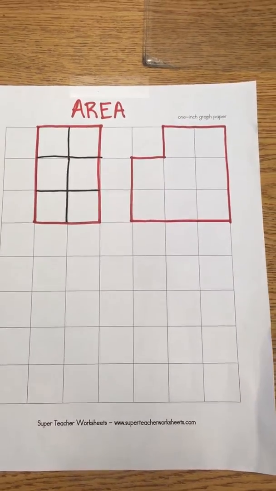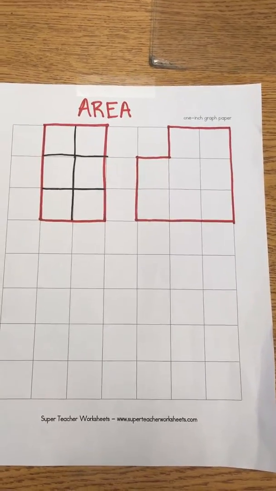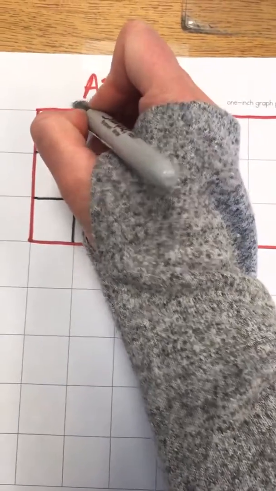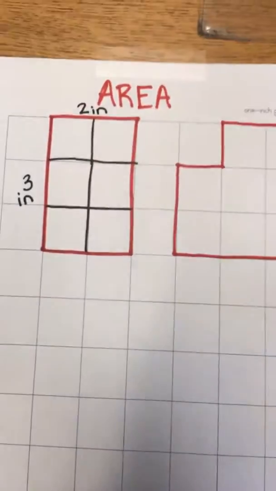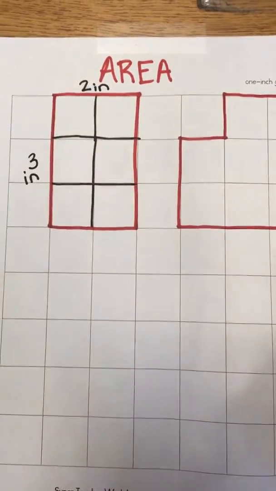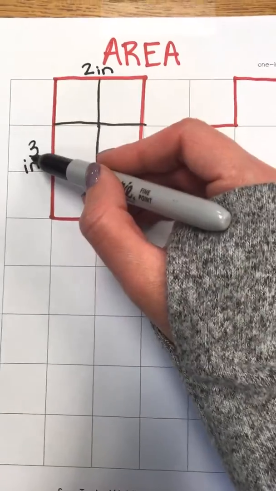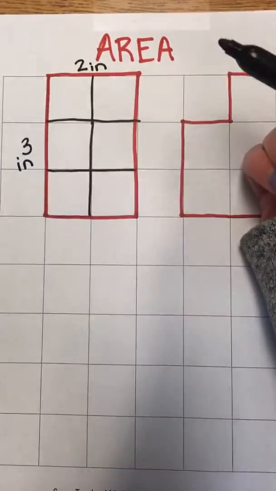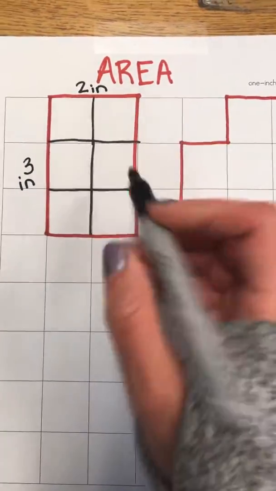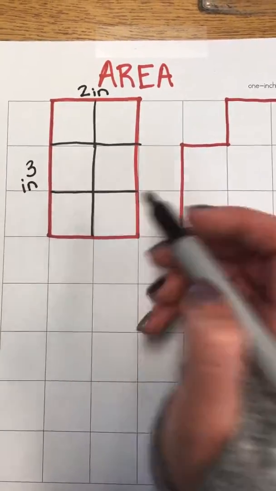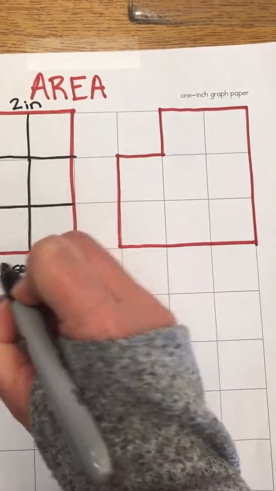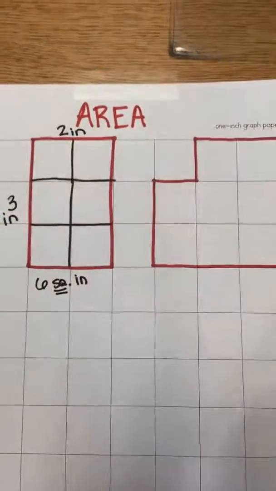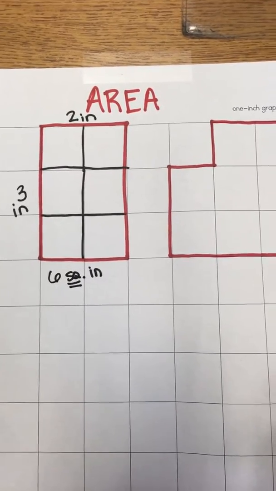To find the area, we count the square units of the shape. I'm going to say there are 3 units this way, there are 2 units this way, and they are in inches on this paper. So to find area, we multiply 3 times 2, just like an array. And how many square units? There are 1, 2, 3, 4, 5, 6. 6 square inches. You have to put the square in there because we are counting the square units, okay?